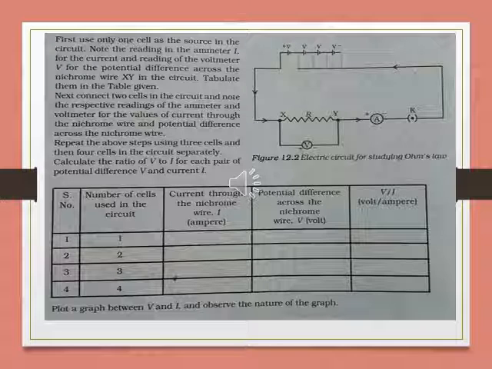Calculate the ratio of V to I for each pair of potential difference V and current I. See here, the number of cells used in the circuit is 1, 2, 3 and 4. Then we have to record the current flowing through the ammeter, in amperes, and the potential difference flowing through the voltmeter. Then we calculate its ratio, and when we plot the graph between V and I, we can observe the nature of the graph as given in the next slide.